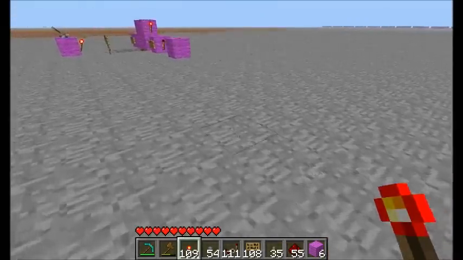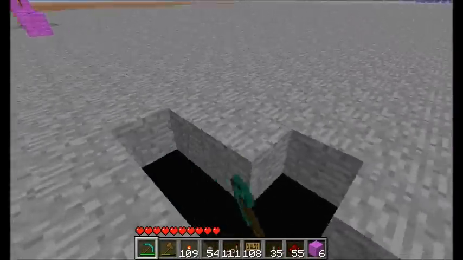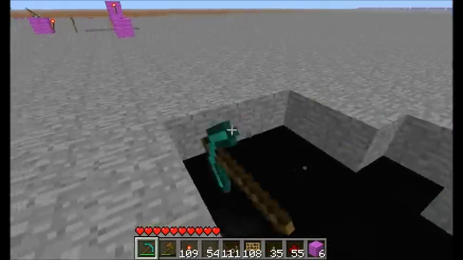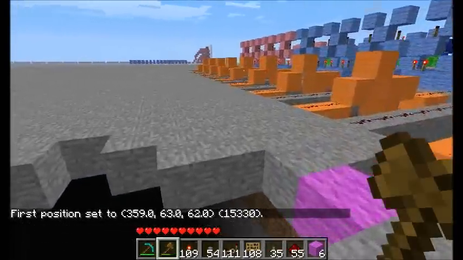Alright, so then that torch has a line going into it. Okay, should probably fill in some of the crap that's underneath us here. One second.